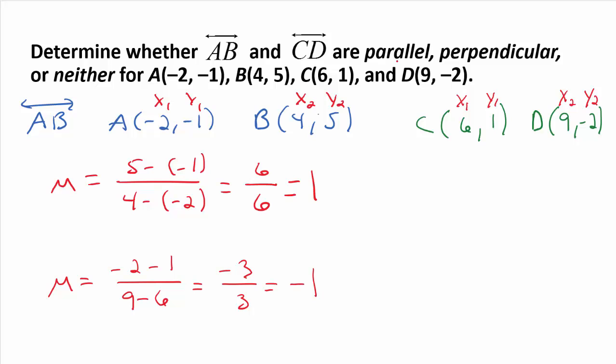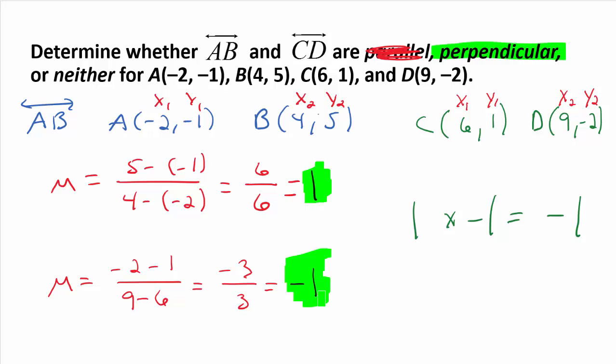Now, if we take a look at these, are they equal to each other? No. So we know they cannot be parallel. And to find out if they're perpendicular to each other, we just multiply them together to see if it equals -1. So 1 times -1 equals -1. So yes, the answer to the question, are AB and CD parallel, perpendicular, or neither, would be perpendicular, because when you multiply their slopes, the answer is -1.